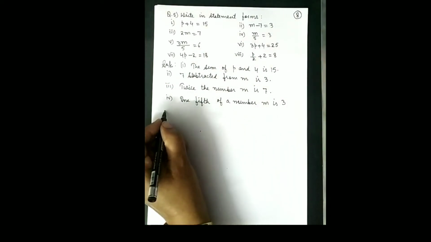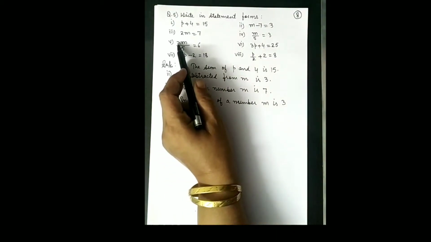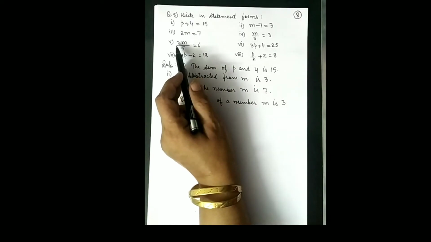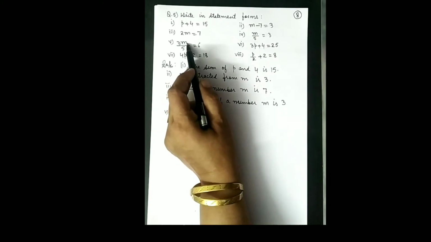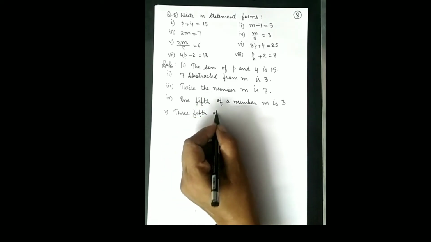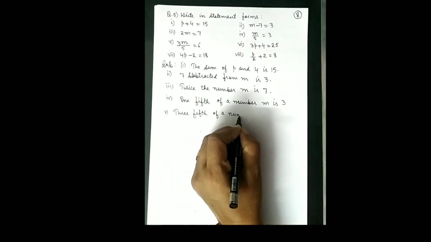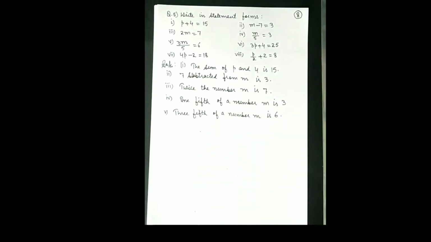Next part: 3M upon 5 is equal to 6. It is 3/5. 3/5 of which number? It is 3/5 of the number M gives 6. So it is 3/5 of the number M is 6. Is it clear, students?